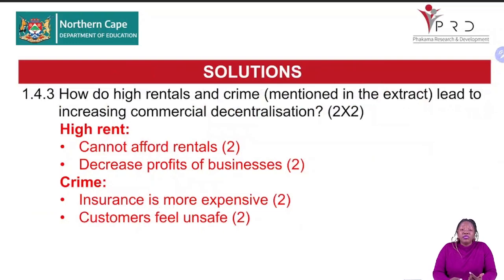they cannot afford the rentals, obviously. And then secondly, it's gonna decrease their profits if the rent is high, and then it means they will be taking from their profits. Then looking at the crime also, the insurance is going to be expensive if the area is recognized as the crime area. And also the customers will not come into that business because they won't feel safe. So any of the two. So remember, it's one from the high rent and one from the crime.